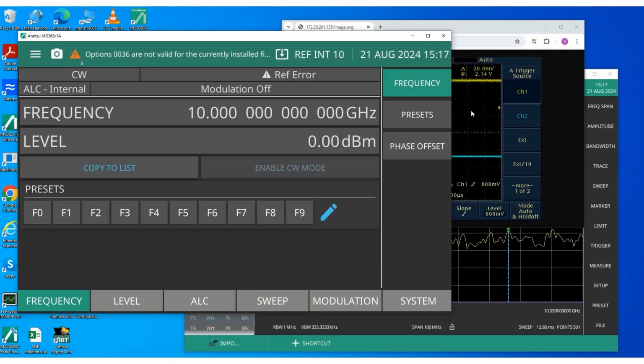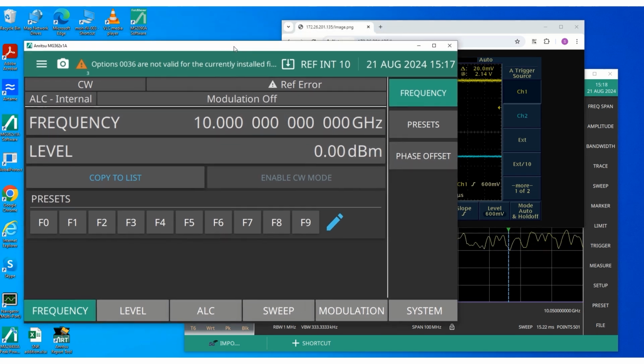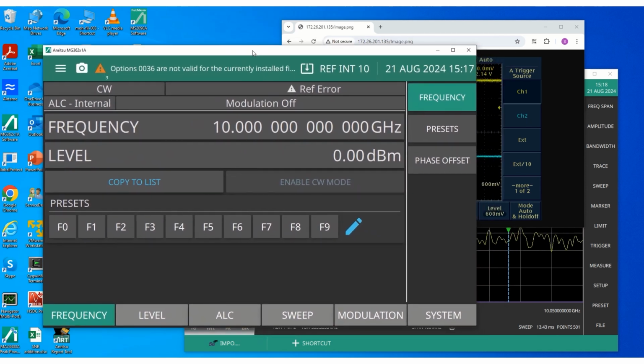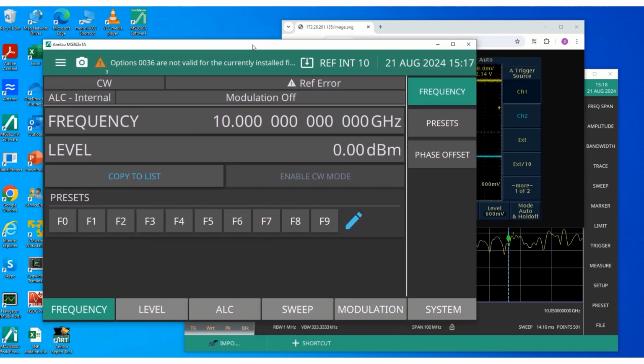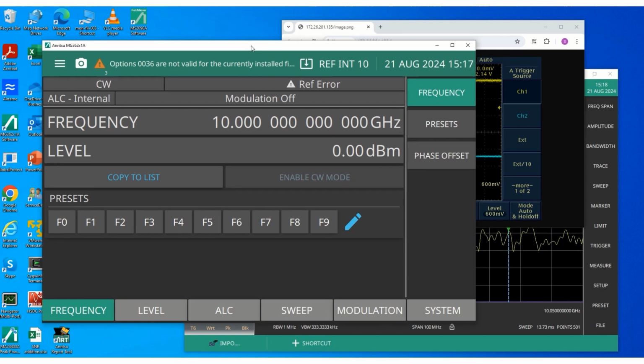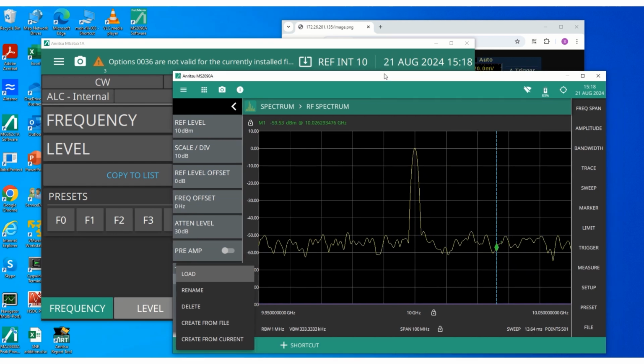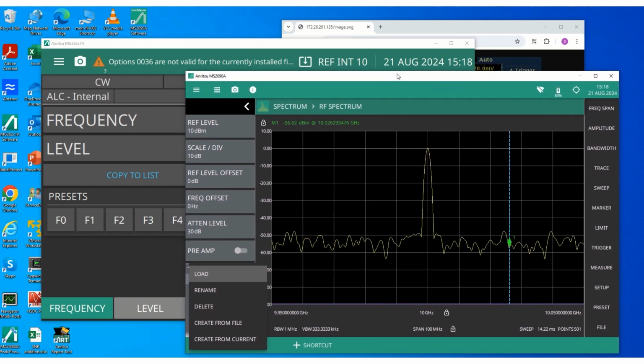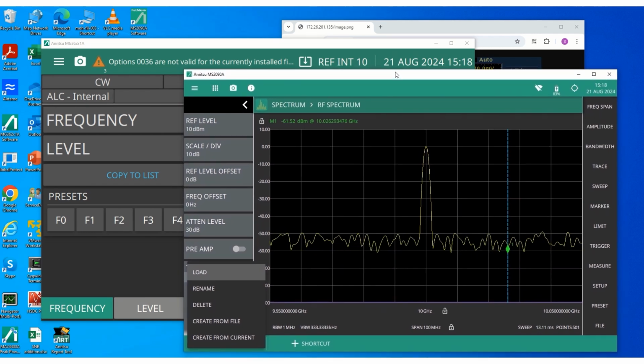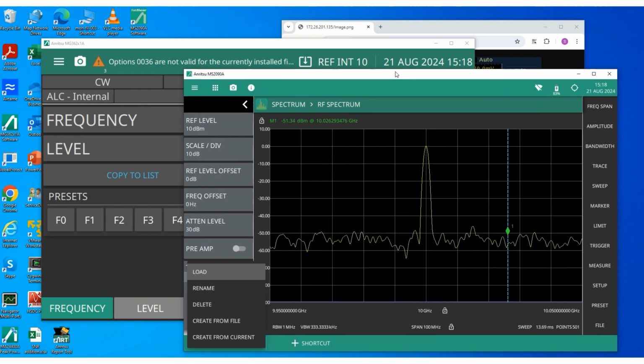Here is my laptop screen with 3 remote GUIs. This is the Rubidium GUI. It pretty much mirrors the GUI on the front panel of the Rubidium. This is the MS2090A remote GUI. It also mirrors the GUI on the MS2090 instrument itself. With these two GUIs, we have full capability to configure settings on each of the instruments.